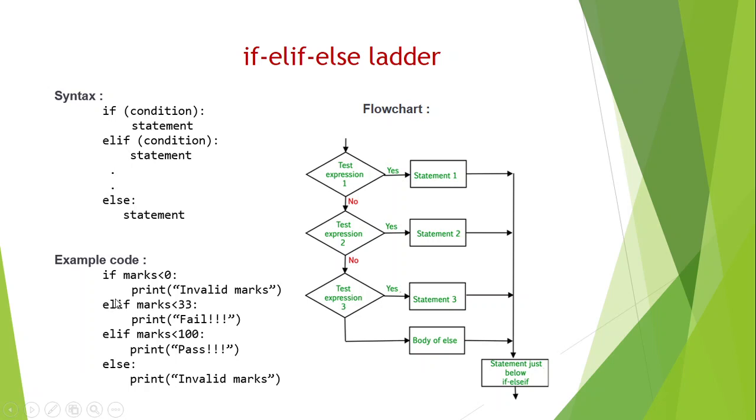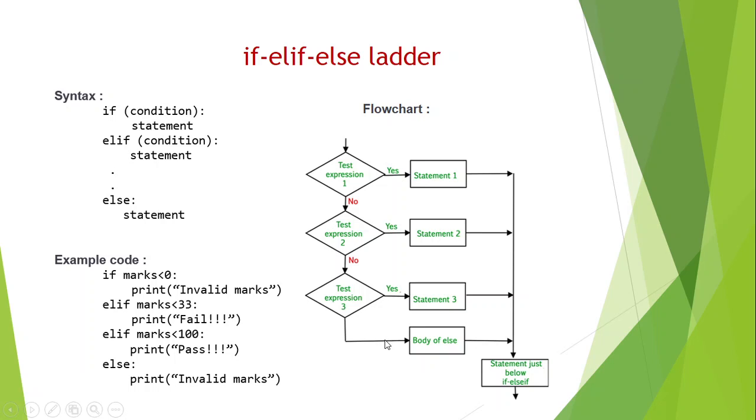Suppose we can grade our students on the basis of their marks. If marks is less than 0, we should print the message invalid marks. Elif marks is less than 33, the message of fail should be printed. Elif marks is less than 100, that means it is greater than 33 but less than 100, so the pass message will be printed. Else the invalid marks message will be printed, because marks cannot be greater than 100.